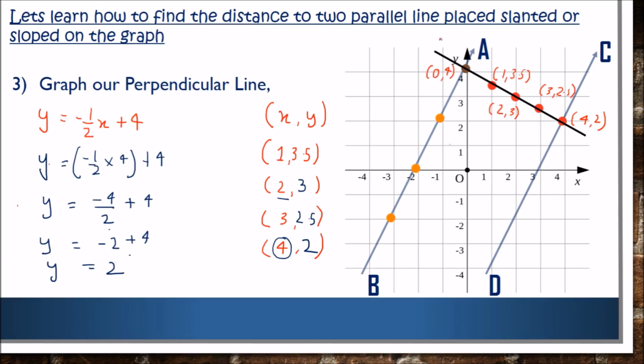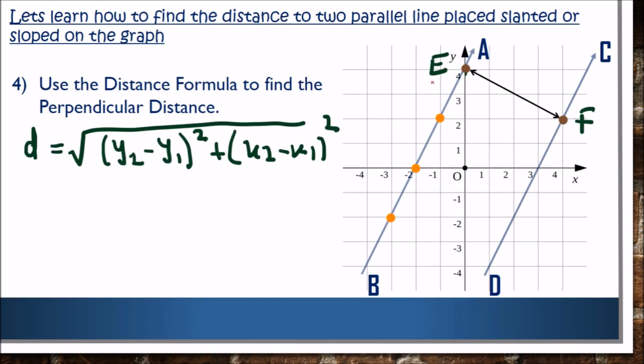So when we join all these coordinates, we get our perpendicular line. So this is our perpendicular line, and if we find out the length of this line segment, we will find out the distance between these two parallel lines. So let's find out the length of this line segment EF and be done with our lesson. To find out the distance between point E and F, we have a formula, and the formula for distance is under root y2 minus y1 squared plus x2 minus x1 squared.